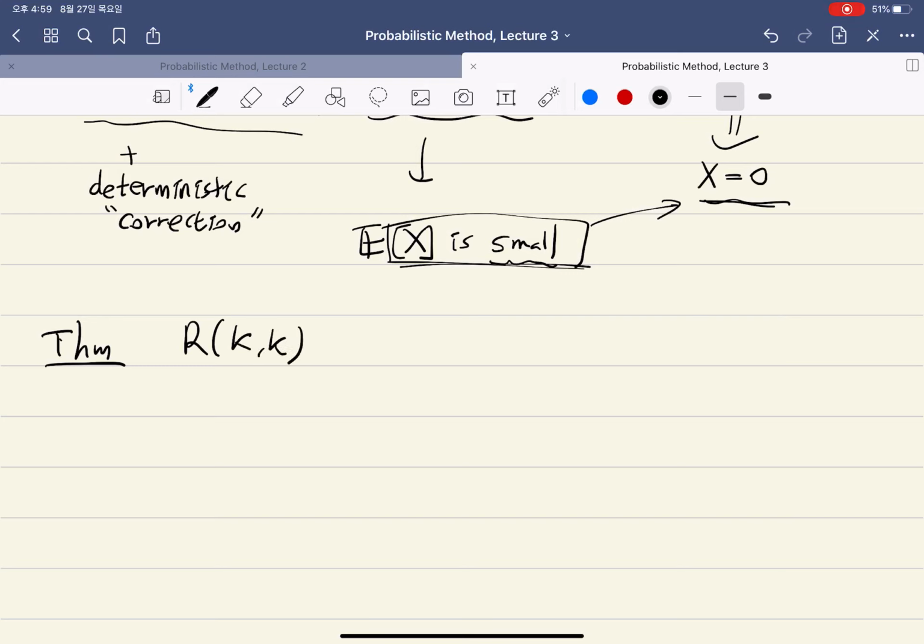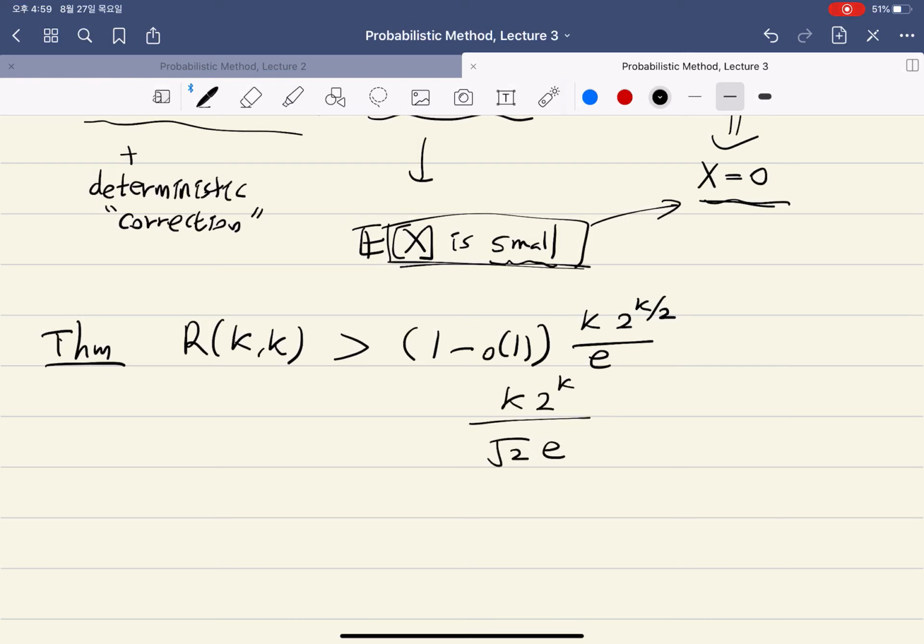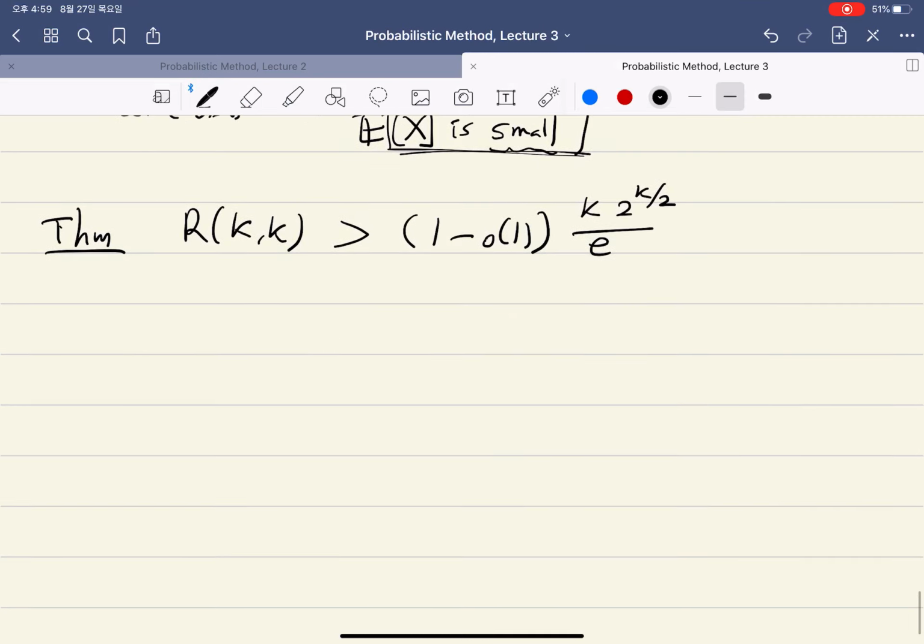So we want to prove that this Ramsey number, the diagonal Ramsey number R(k,k), is at least k times 2 to the k over 2 over e. Before, we showed that this is at least square root of 2 e under k times 2 to the k over 2. That was the first theorem we proved. But this says that we can actually delete this square root of 2. How do you do it?